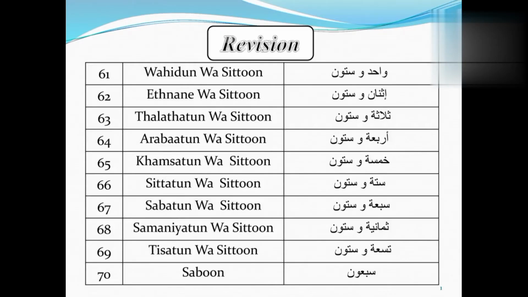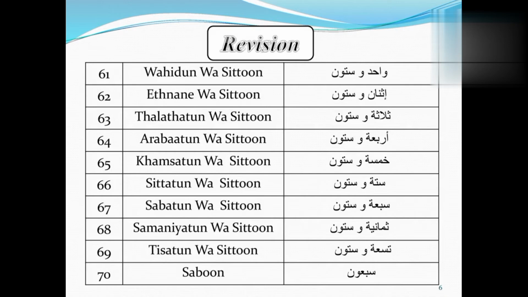Now revise the lesson. Wahidun wa Sittoon means 61. Ithnani wa Sittoon means 62. Thalathatun wa Sittoon means 63. Arabaatun wa Sittoon means 64.